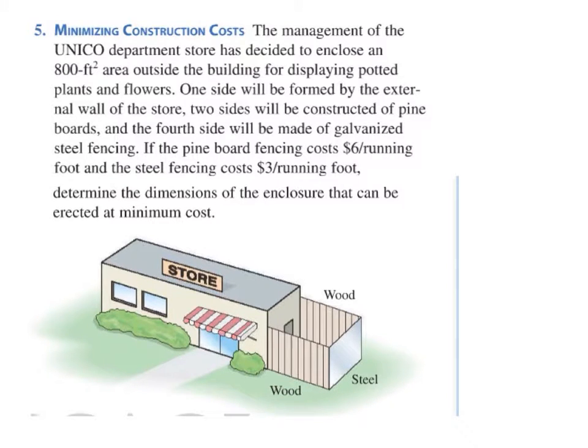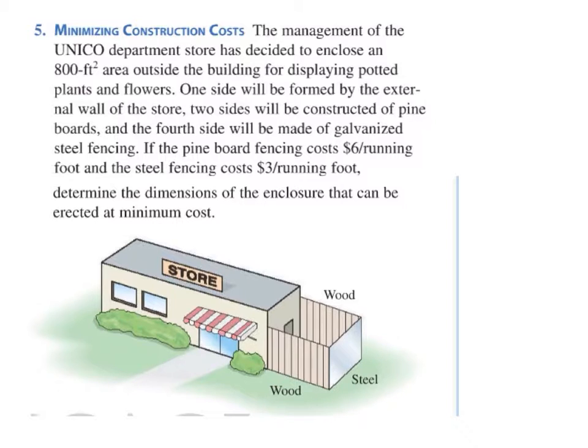Problem 9 on assignment 9 is based on number 5 from lesson 4.5 in our textbook. And you can see here that the Unicode department store has decided to enclose an 800 square foot area outside the building for displaying potted plants and flowers. One side will be formed by an exterior wall of the store. Two sides will be constructed of pine boards, and the fourth side will be made of galvanized steel fencing. And you can see that down here in the picture.